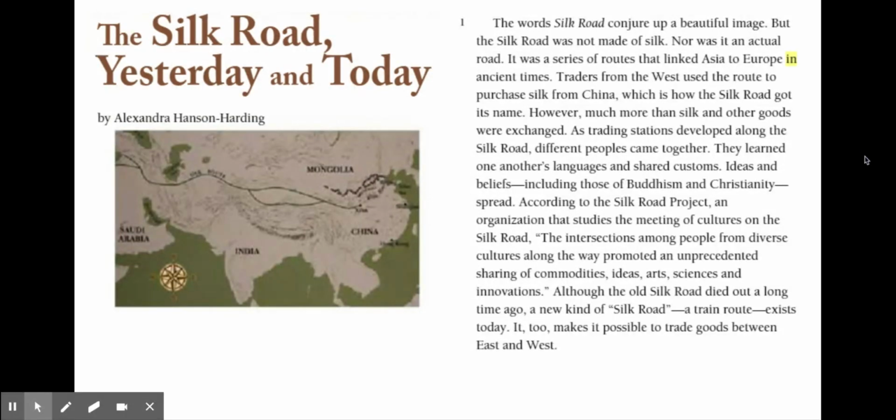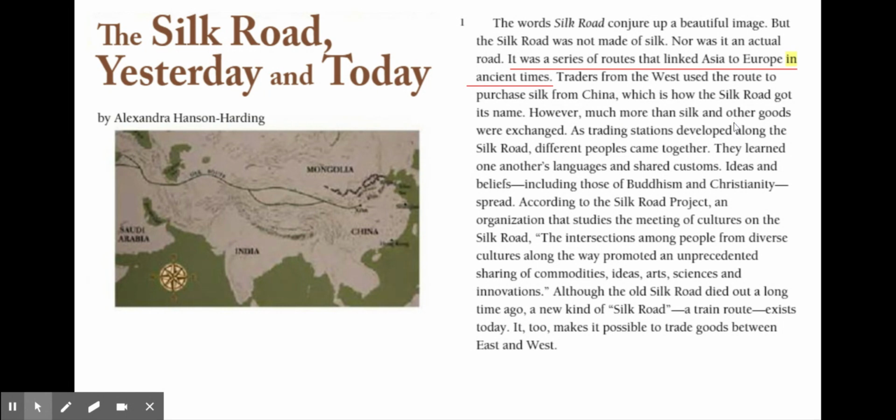The words Silk Road conjure up a beautiful image, but the Silk Road was not made of silk, nor was it an actual road. It was a series of routes that linked Asia to Europe in ancient times. Traders from the West used the route to purchase silk from China, which is how the Silk Road got its name. Oh, I'm seeing that the Silk Road linked Asia to Europe in ancient times. That's pretty important. Let's keep reading.